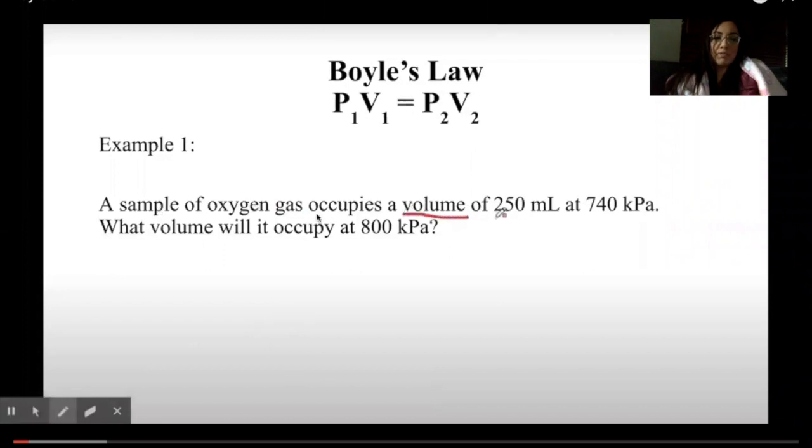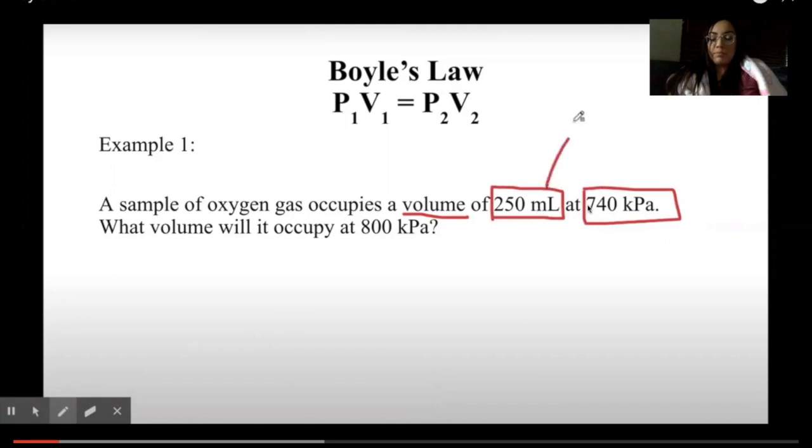It says a sample of gas occupies a volume of 250 milliliters. So we're using context clues so that we know that this is going to be a volume. It's going to be volume 1. I'm trying to circle all of the numbers it's giving me. This ends in kilopascals, so I know that it's a pressure. So I'm going to label this as pressure. Those are my first volume and my first pressure.